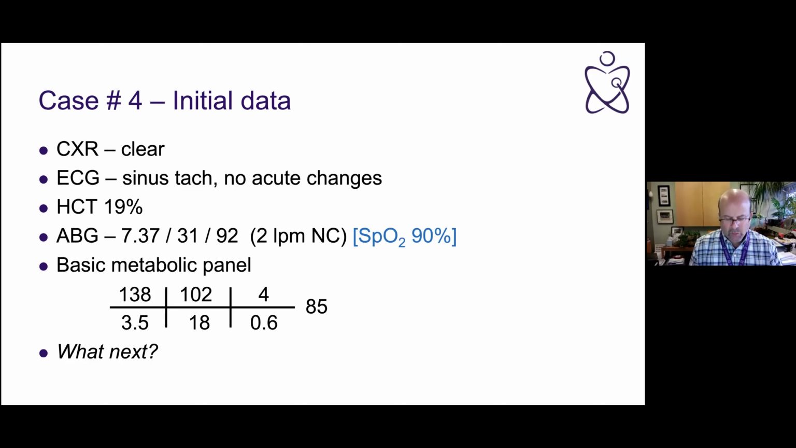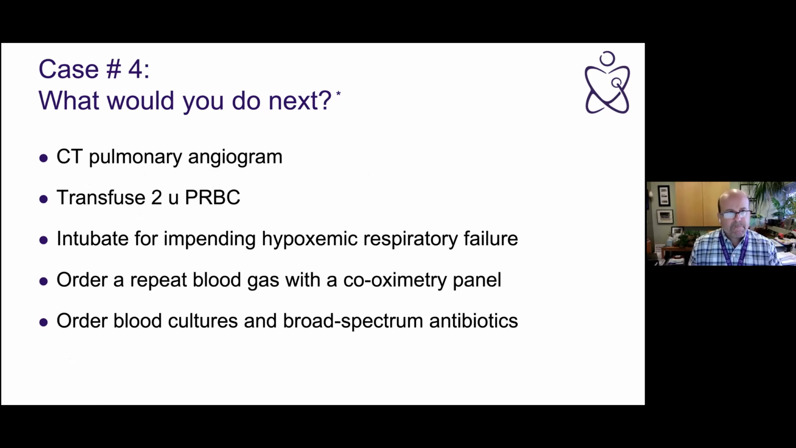So be thinking, what next? What would you order next? And this is our last poll. A CT pulmonary angiogram? Would you transfuse her 2 units of red cells? Would you intubate her for impending hypoxemic respiratory failure? Order a repeat blood gas with a co-oximetry panel? Order blood cultures and start broad spectrum antibiotics?